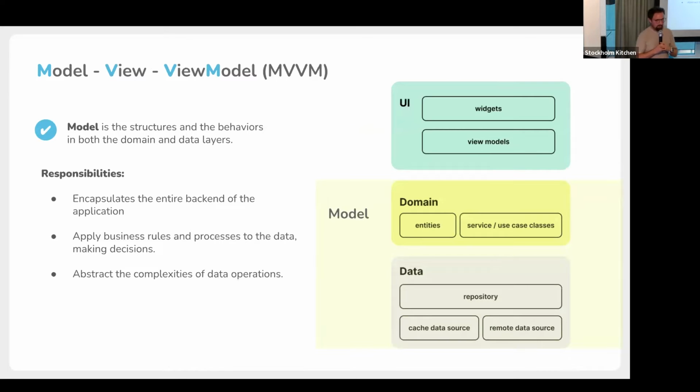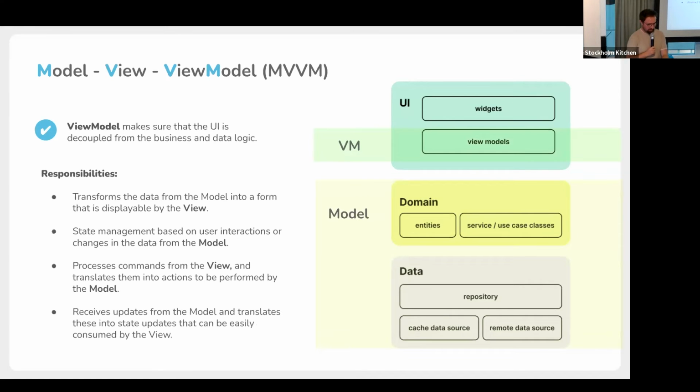Now let's talk about what I mean by MVVM. This is familiar. We don't have to talk about Flutter here. This is applicable to many frameworks and platforms. So MVVM, and the model. Model is the structures and the behaviors in the domain and data layers. It encapsulates the backend of the application. The business rules and data are processed to make decisions according to the specs defined by the business. And it abstracts the complexities of data operations.